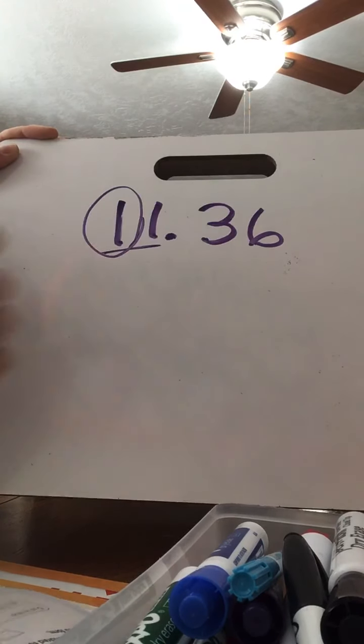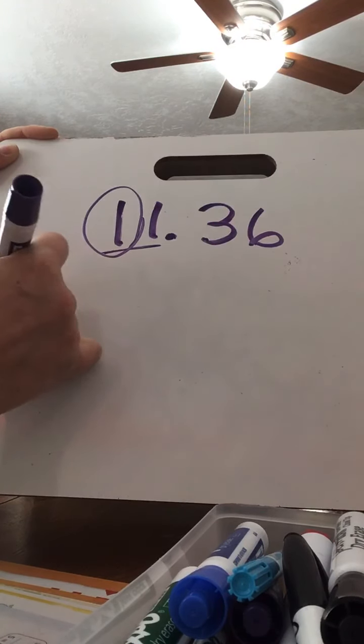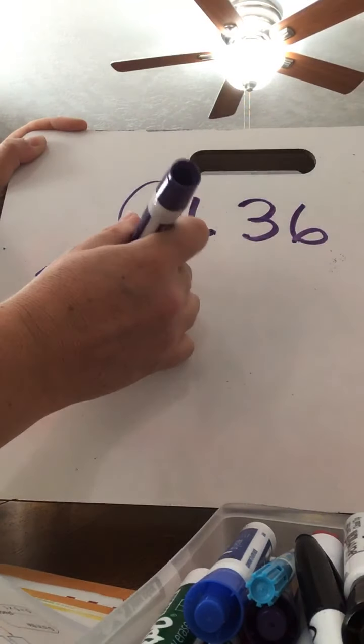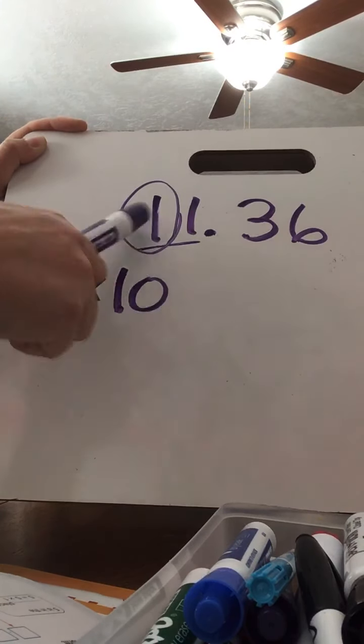Now here's our first place value number. It's a 1. What place value is this? Well, it's tens. So we have a 1 in the tens place. So 1 times 10, because we're in the tens. Okay, that's this number. 1 times 10 is 10.